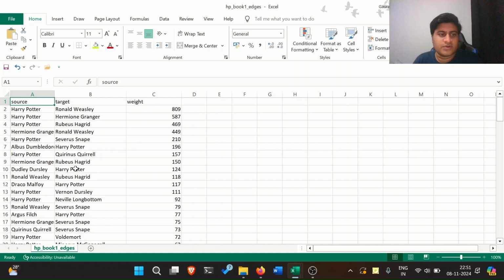Next, we move on to the edges. So basically, we have the weight column that tells us the number of interactions two characters have had in the first book of the series. So for example, Albus Dumbledore and Harry Potter have had a total of 196 interactions in the first book.